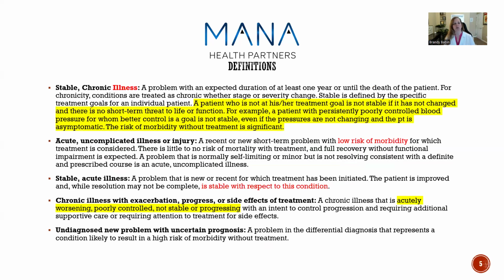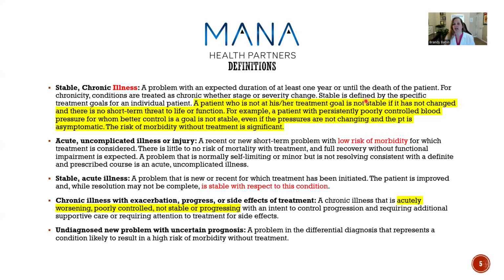Now, stable chronic illness. I want to emphasize the word illness. This is not the patient. This is the condition. They have a chronic illness. This is a problem with an expected duration of at least 1 year or until death. So it's a chronic illness. They're going to live with it for the rest of their life. And then it's based on the stage or severity.